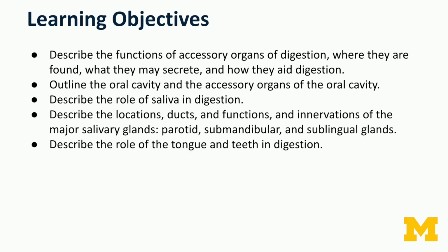In this video, we'll discuss the accessory organs of digestion, where they're found, what they may secrete, and how they aid digestion. We'll outline the oral cavity and the accessory organs of the oral cavity, describe the role of saliva in digestion, describe the location, ducts, functions, and innervations of the major salivary glands, and discuss the role of the tongue and teeth as accessory organs in digestion.